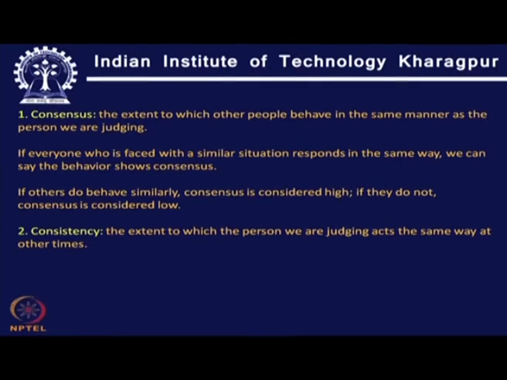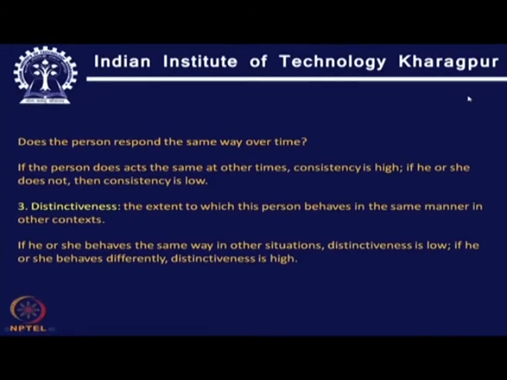Consistency is the extent to which the person we are judging acts the same way at other times also. So, for the same person, is the behavior consistent over a period of time, and not very specific to today's situation? The crucial factor for the decision here is time. Does the person respond the same way over time? If that person acts similarly at other times also, then consistency is high, but if he or she does not, then consistency is low.